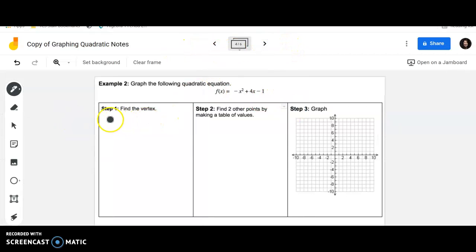This time we have a negative in front, but we're still going to be using our x equals negative b all over 2a. Now that negative in front is going to mean that our graph is going to be concave down. A is going to be negative 1, B is going to be 4, and C is going to be negative 1. So when we plug that in, we're going to have negative, and then we'll put our 4 in, and then we'll have 2, and then the A is negative 1.